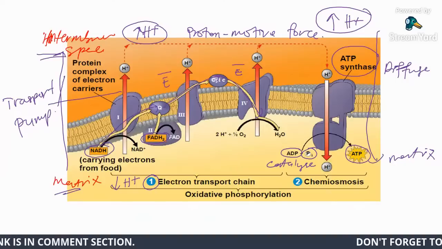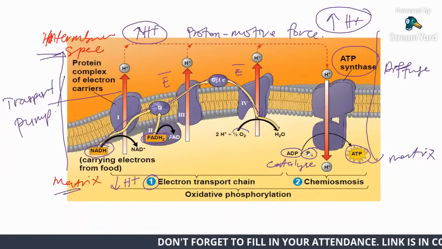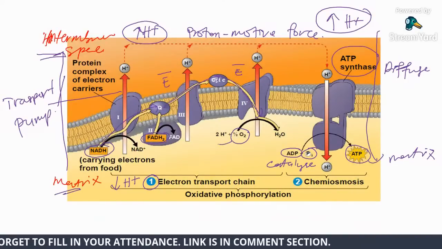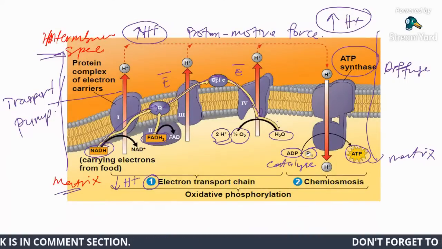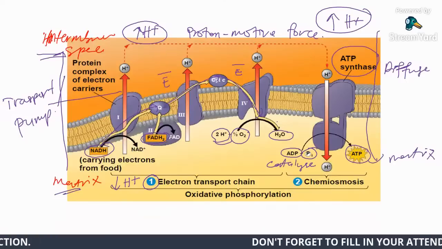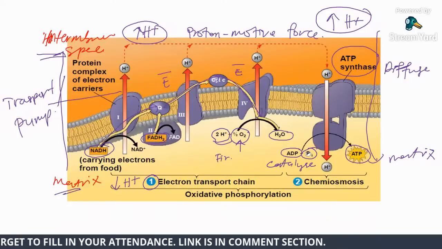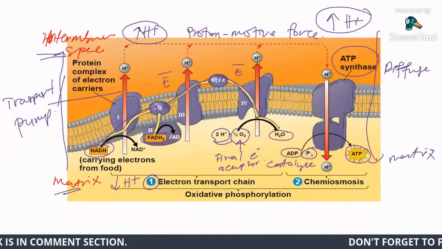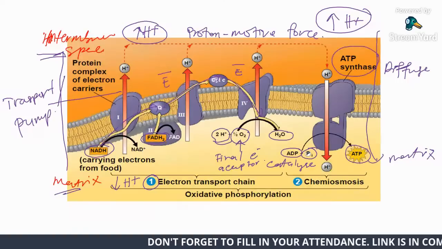Right? And finally, electrons will be received by the oxygen atom, and it will combine with H+, forming water. Okay, so basically the oxygen atom is the final electron acceptor. Right, so far can you understand?